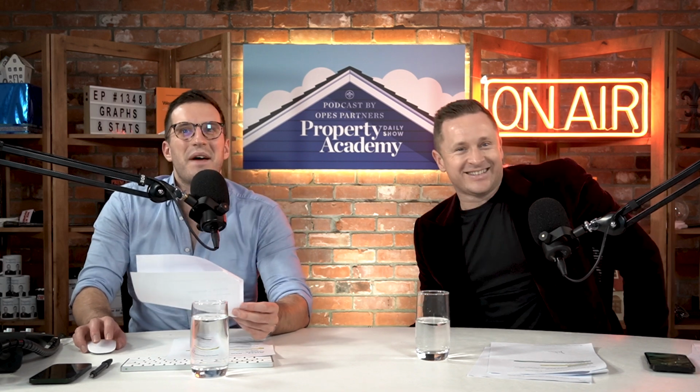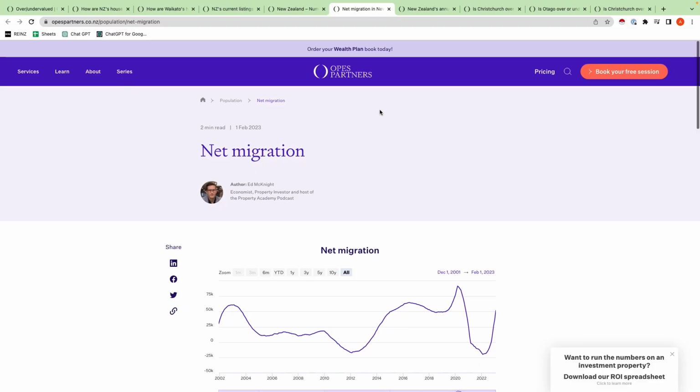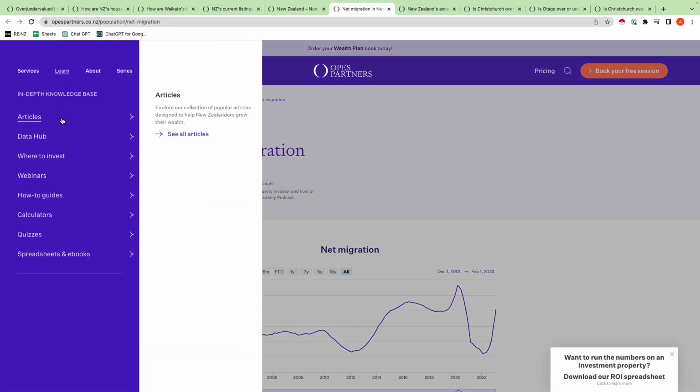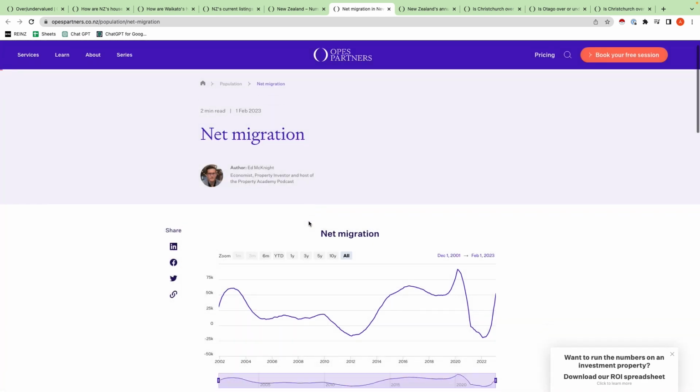Two more graphs. Actually, it's more than two graphs. The next one that Tony suggested we should look at is net migration. Now, just for anybody watching this on YouTube or on the podcast wanting to get access to this, all of this data is filed under our Learn section and then in Data Hub, and you're going to be able to get to all of that for free.